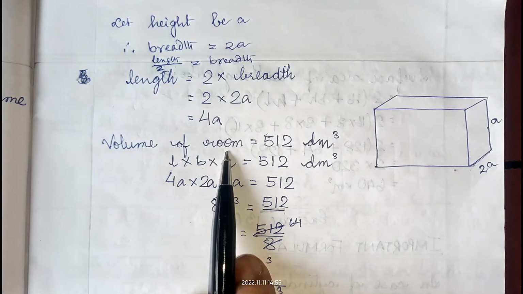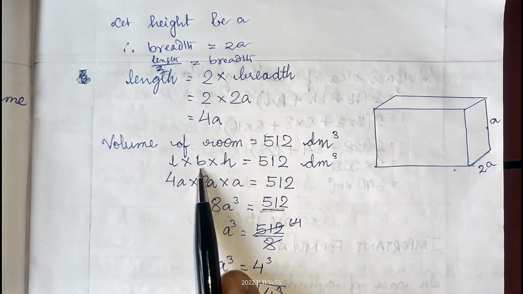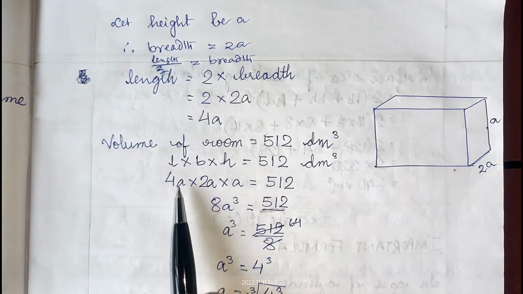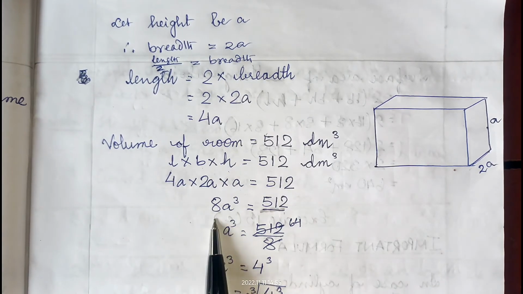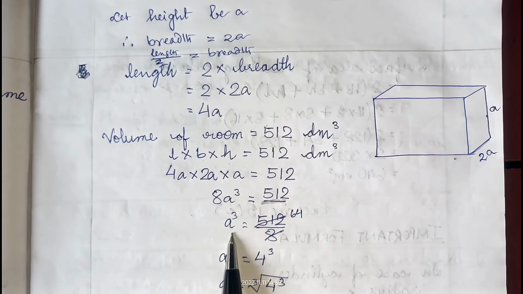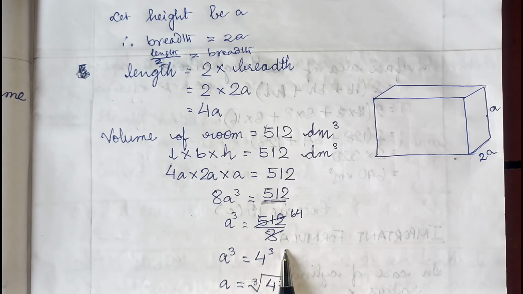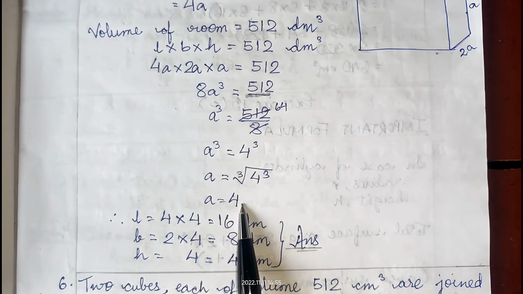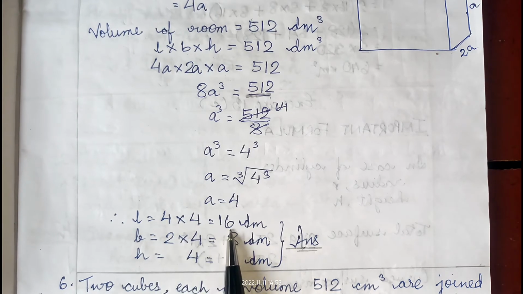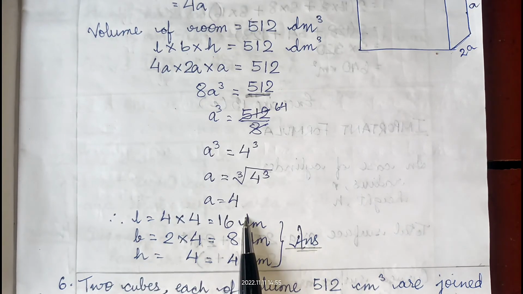Now the volume of the room given in the question is 512 dm cube. Volume is length into breadth into height is 512. Length is 4A, breadth is twice A, height is A, equals 512. 4 into 2 is 8, A cube is 512. So A cube is 512 by 8. If I cancel it will be 64. Therefore A cube is 4 cube, because 64 is 4 cube. Therefore A will be cube root of 4 cube, which will give A equals 4. Therefore length is 4 into 4, 16 decimeter. Breadth is 2 into 4, it is 8 decimeter, and height is 4 decimeter. So these are the dimensions of the cuboid.